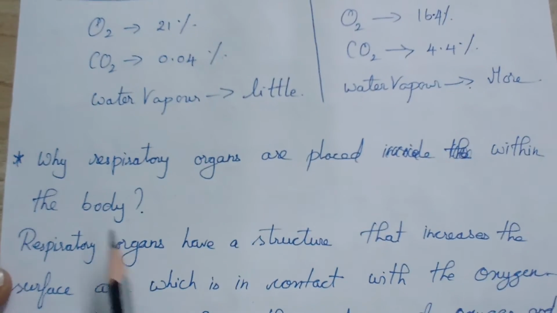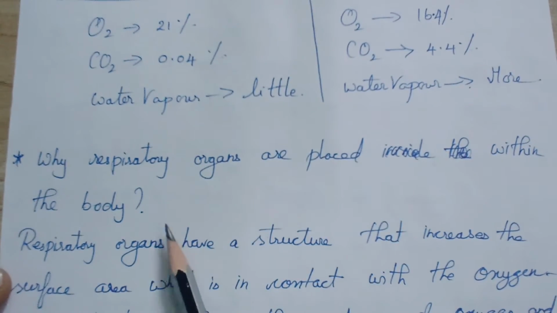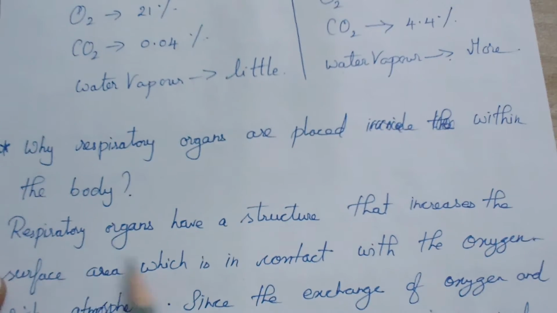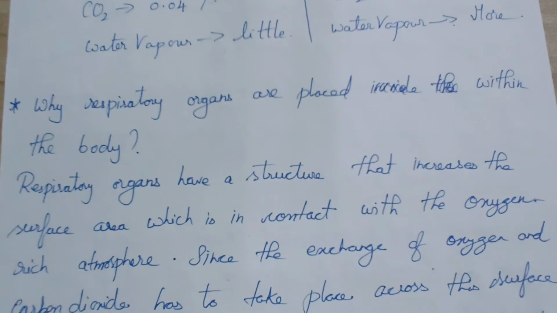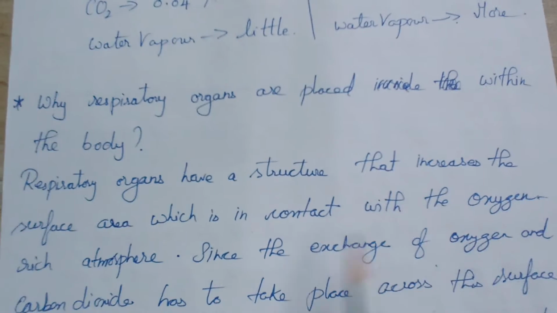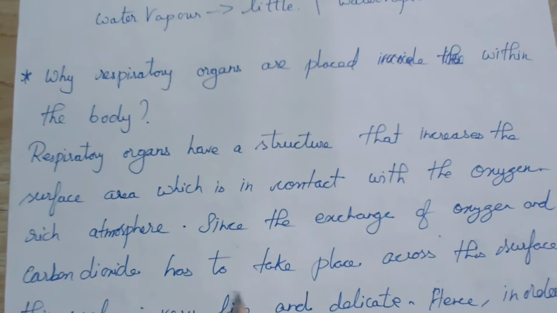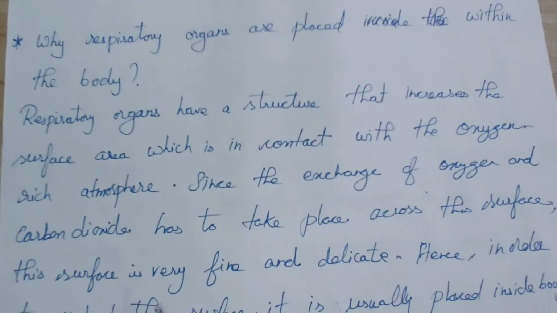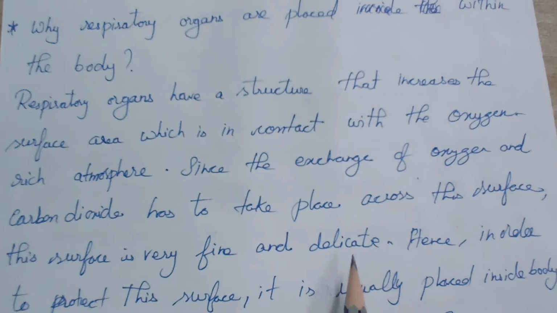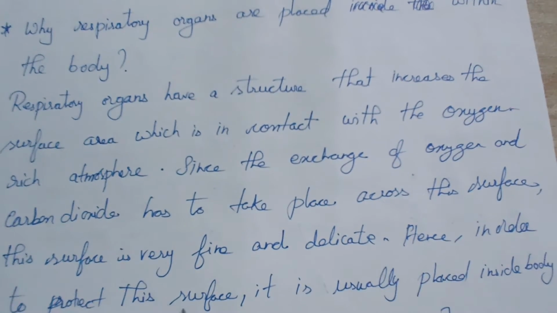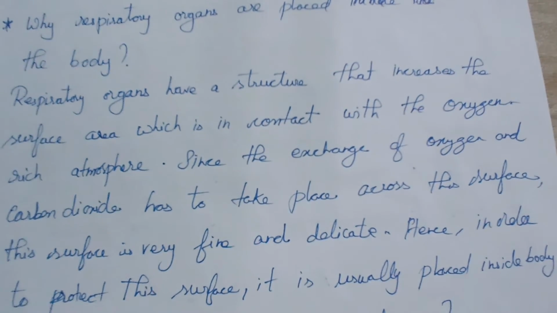Next, already we have discussed this, why respiratory organs are placed within the body, right? The respiratory organs have a structure that increases the surface area which is in contact with the oxygen-rich atmosphere. Only if the surface area is more, the oxygen will be absorbed, right? Absorbed, and it will be carried to all parts of the body. Since the exchange of oxygen and carbon dioxide has to take place across this surface, it is very fine and delicate. Hence, in order to protect the surface, it is usually placed inside the body.